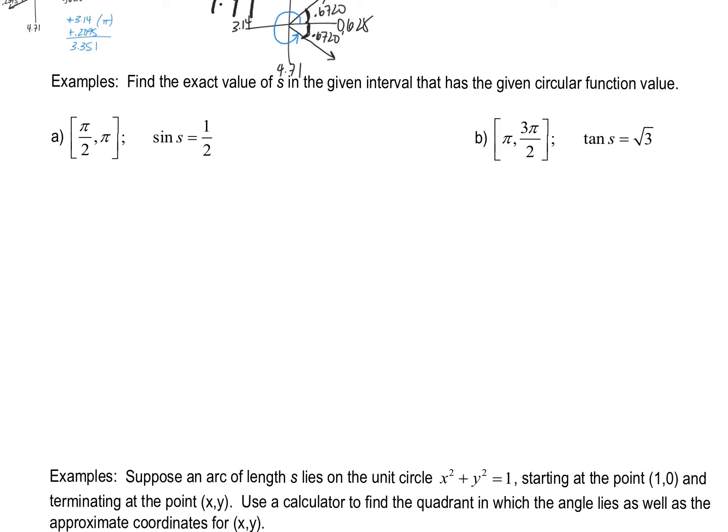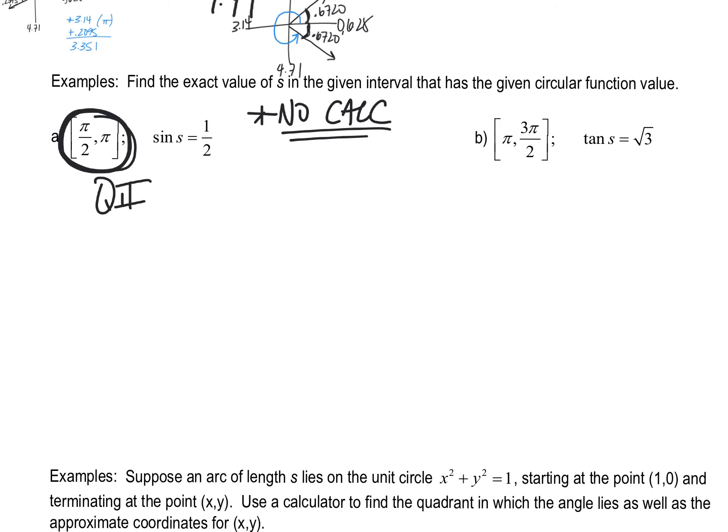So make a note that this would be a no calculator section because these are just unit circle questions. And so what you have to decide is, first of all, what does this mean? This tells you what quadrant you're in. So between pi over 2 and pi, this is quadrant 2. So what I need to do, and I'm going to visualize here, is a triangle in quadrant 2.